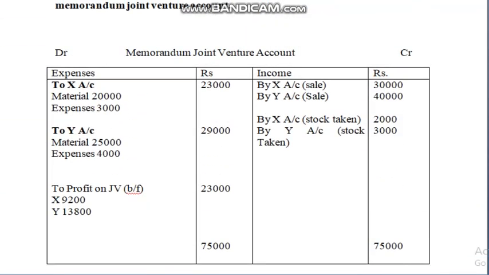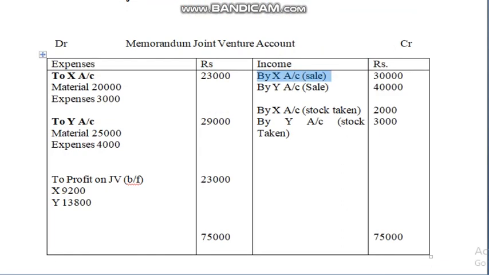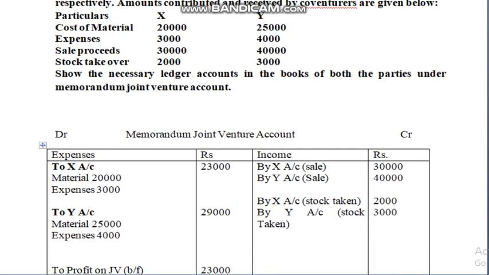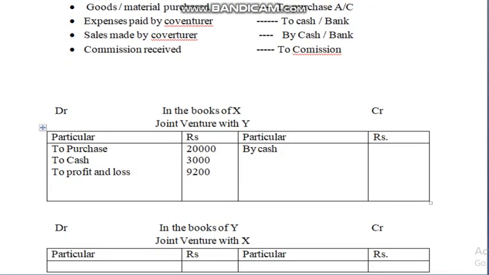And now on the credit side, this is the sales transaction relating to X. When the sales are made by a co-venturer, that should be credited with cash or bank. So, by cash account. How much are the sales? Sales will be 30,000.